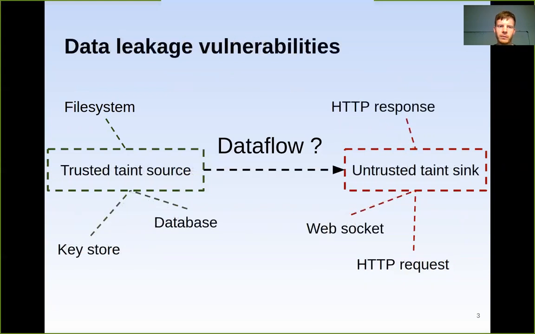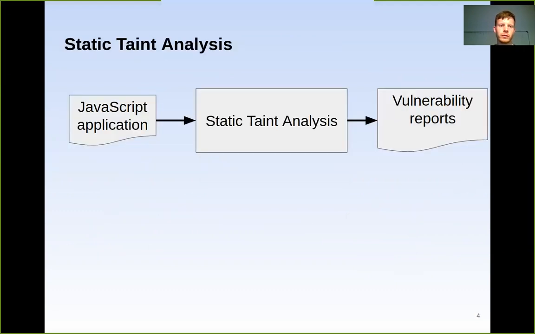There is a dual problem where data instead leaks from a trusted source to an untrusted sink, which we also address in the paper. But due to the time constraints of this talk, I will focus only on the former problem. The usual solution for detecting injection vulnerabilities is to use a taint analysis. A taint analysis finds injection vulnerabilities by looking for data flow between untrusted sources and trusted sinks.